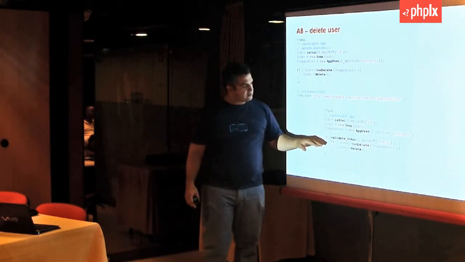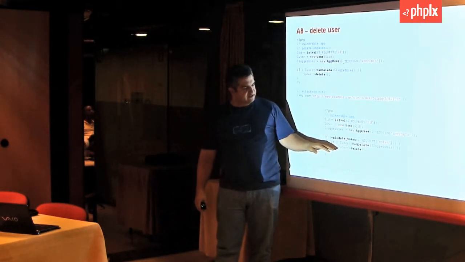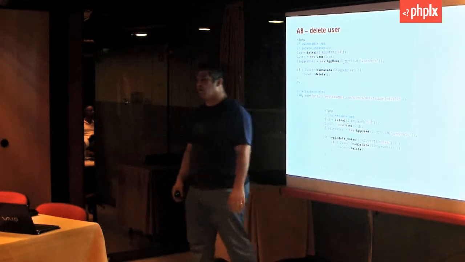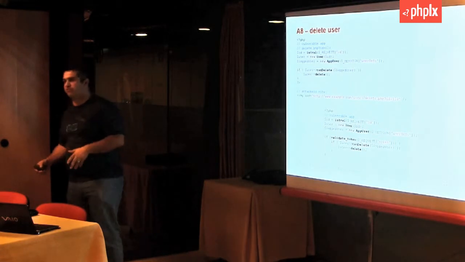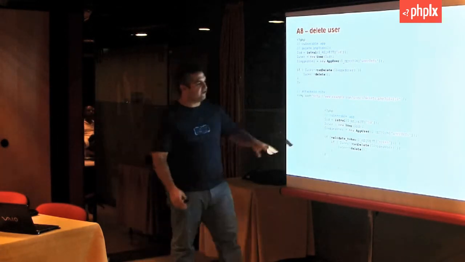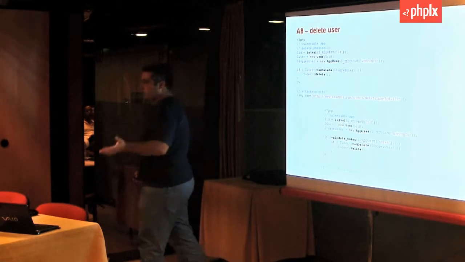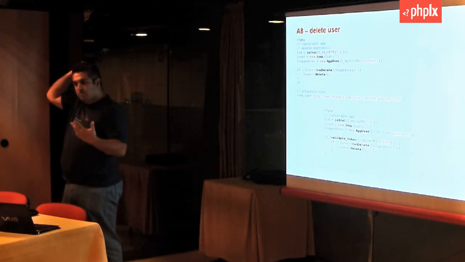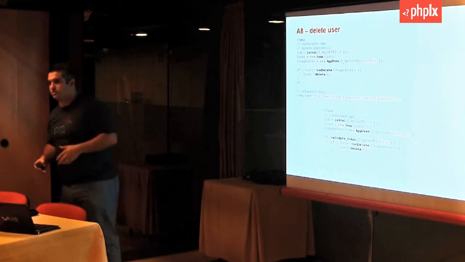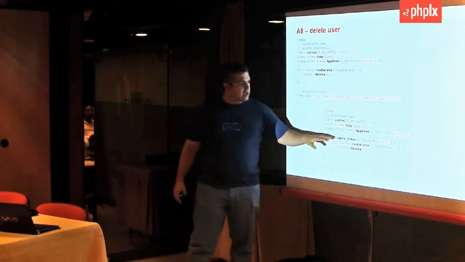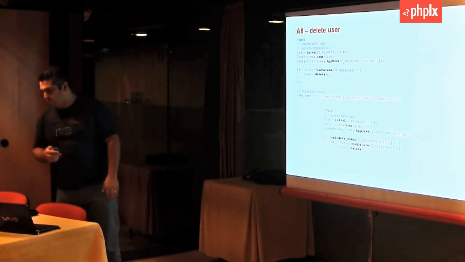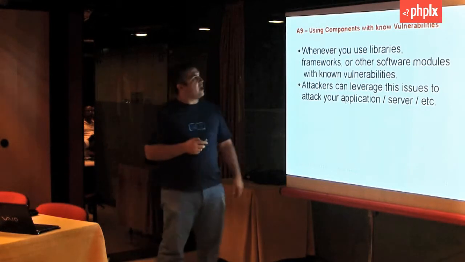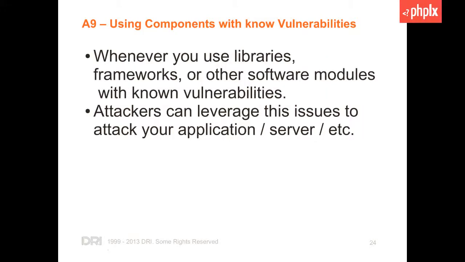So normally the defense is inserting a random token on your forms and checking if the token is valid or not for this user. Normally, when the user logs in, you generate a random token based on whatever, okay? It's your business to know. And then for each request, you'll check if the token is valid or not. The other one is using components with no known vulnerabilities. This is easy.